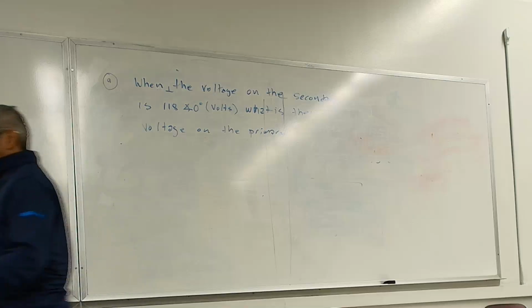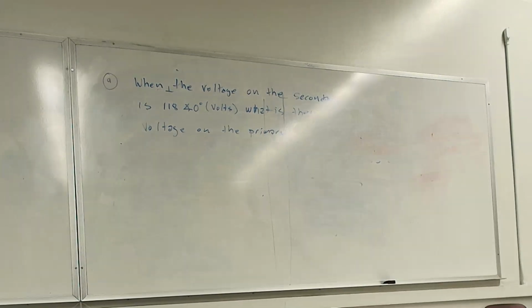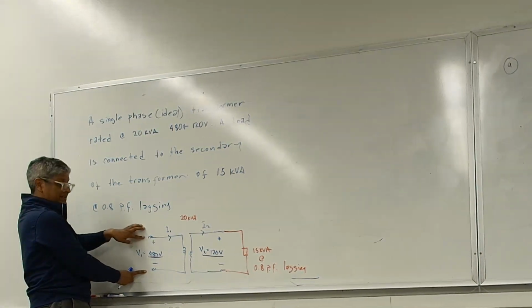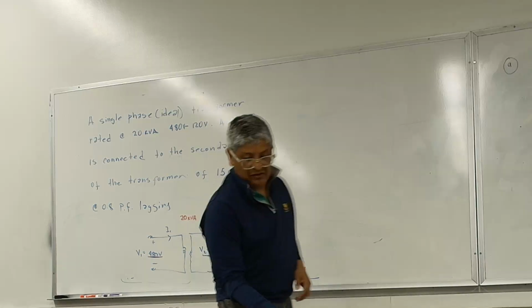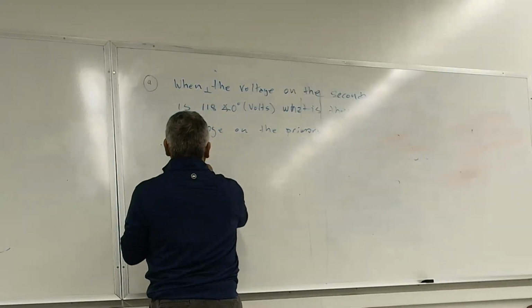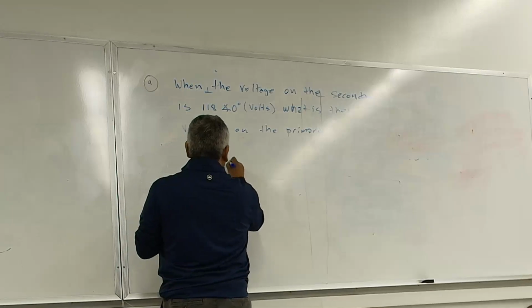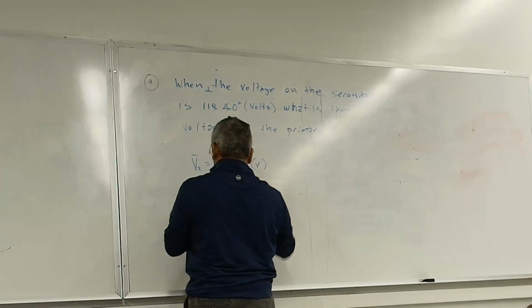Okay, basically, once again, if the voltage across here is 118 volts, not 120, 118, what is the voltage on the primary side of the transformer? What is the utility providing you with at that point? All right, so say that then V2 is equal to 118 angle 0 degrees volts.